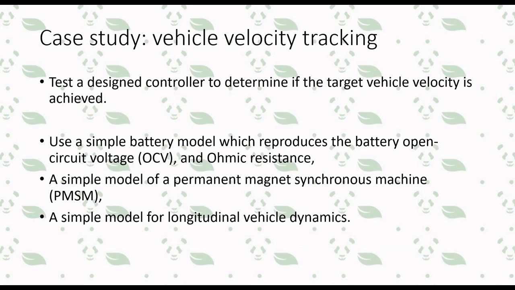We will investigate a case study in order to explain the steps better. The task is to test the design controller to determine if the target vehicle velocity is achieved. 3 components will be joined: a battery, a permanent magnet synchronous machine, and a longitudinal vehicle dynamics model, all of them having level 1 complexity.